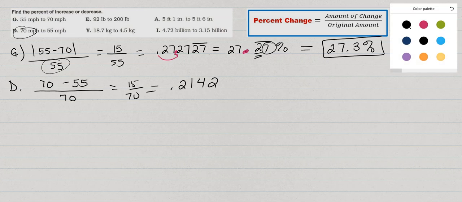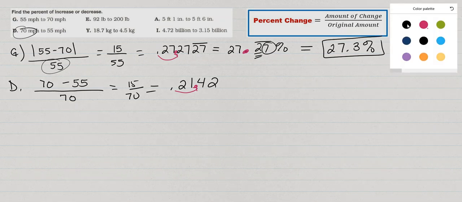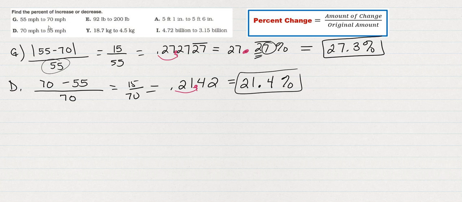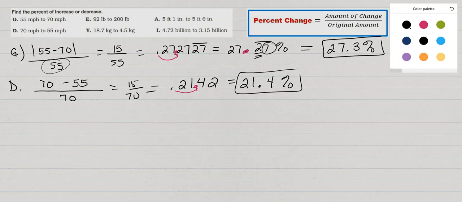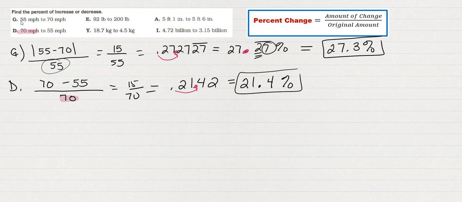0.2142. So changing that to a percent, I'm going to move the decimal 2 to the right, or in other words, multiply by 100, and I'd get 21.42%, rounding it to the nearest tenth of a percent, 21.4. So notice that that order does matter because we have to be concerned with which one we are starting with, and we're starting with the 70, so the 70 is what goes into the denominator. So wherever you're starting, that's what goes into the denominator for the original amount.